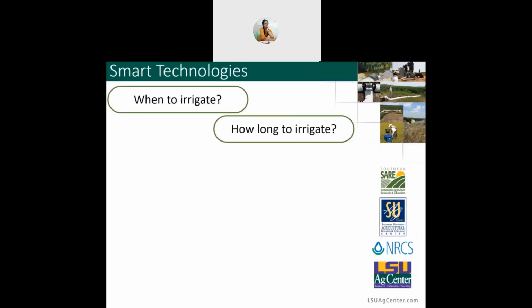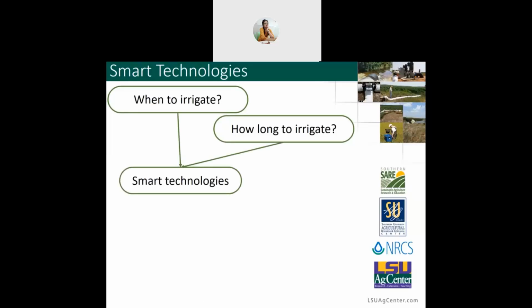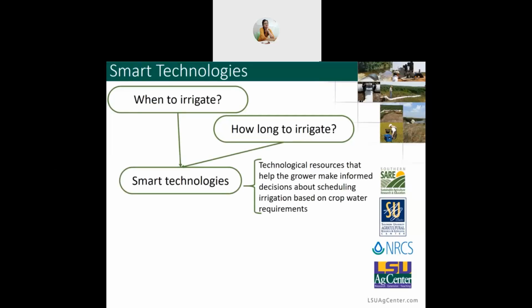Okay, so now let's talk about smart technologies. A smart technology is something that helps you determine when to irrigate, as well as how long to irrigate. And there are many different ways to do this. Basically, the idea is to help the grower make an informed decision about scheduling irrigation. And that is based on feedback from the crop's environment.